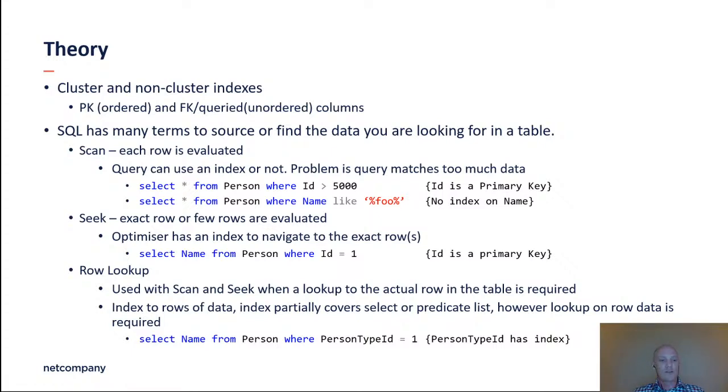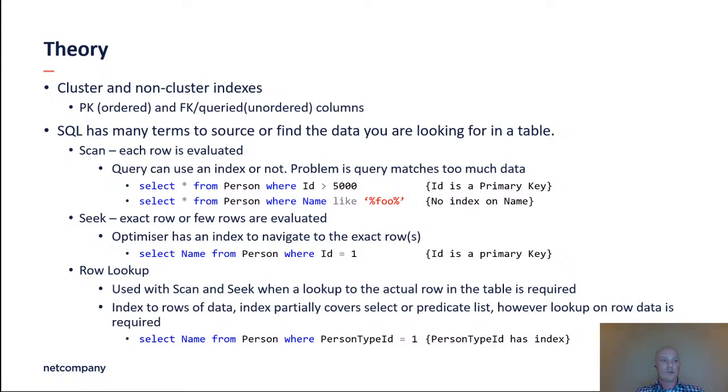As far as the seek goes, this is where we are actually hitting an index, and we are getting an exact row or a few rows that are going to be evaluated. This is where the optimizer has an index. So you go to the index and say, I'm looking for chapter 7, and it will take you straight to page 68. In our case, where I select name from person where ID is 1, it gives me the exact lookup to that record.